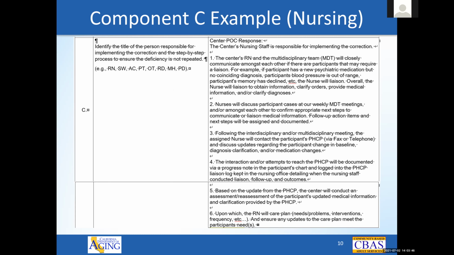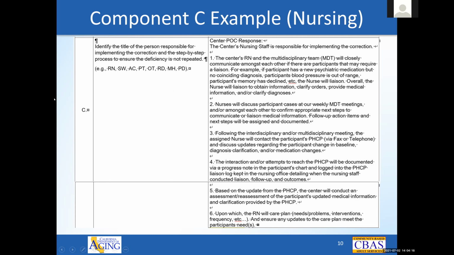Step 5, based on the update from the participant's healthcare physician, the center will conduct an assessment and/or reassessment of the participant's updated medical information and clarification provided by the participant's healthcare physician. Lastly, step 6, the RN will care plan the needs, problems, interventions, and frequency, etc., and ensure any updates to the care plan meet the participant's needs.